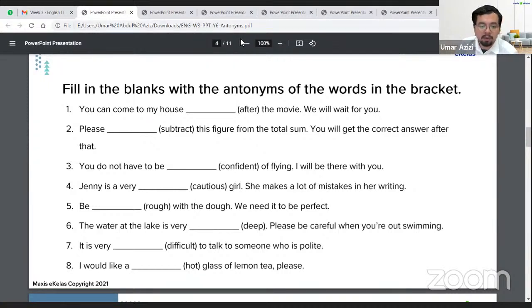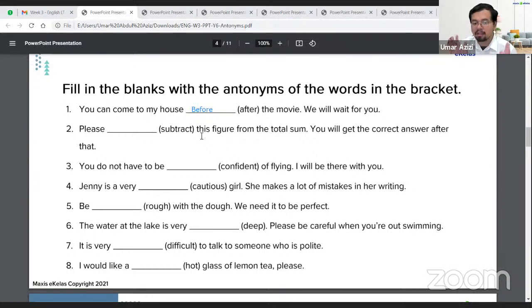Cool. So I'm going to put it down here. I'll write down the answer in the box here for everyone to see. And then we'll do a quick answer check before we move on to the next session, all right? So we answered, as a group, as a class, the antonym of the word after is before. All right, number 2. Please subtract this figure from the total sum. You will get the correct answer after that. So let's focus on that part first.